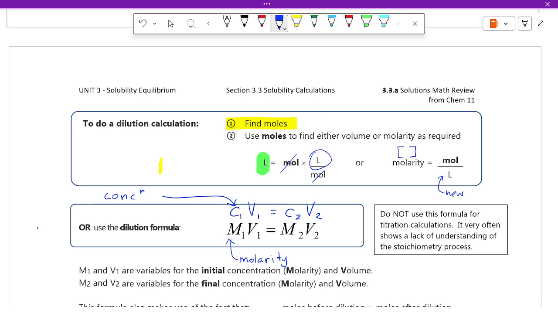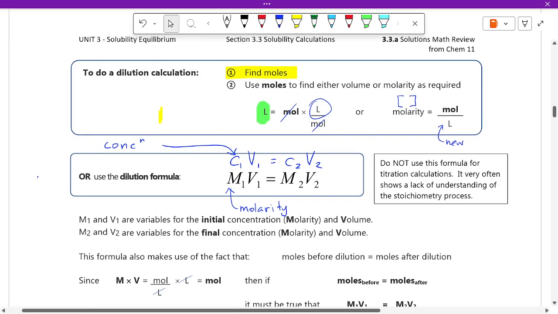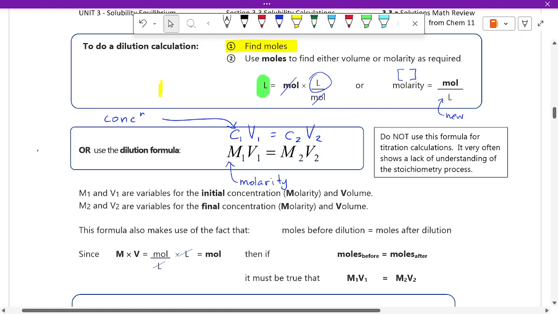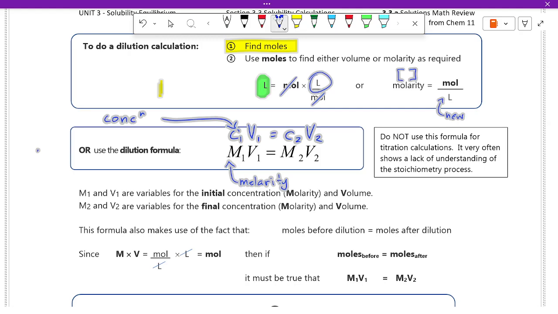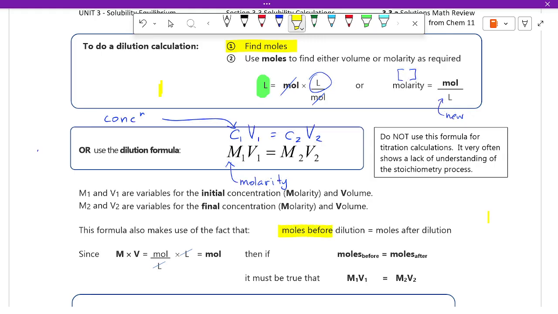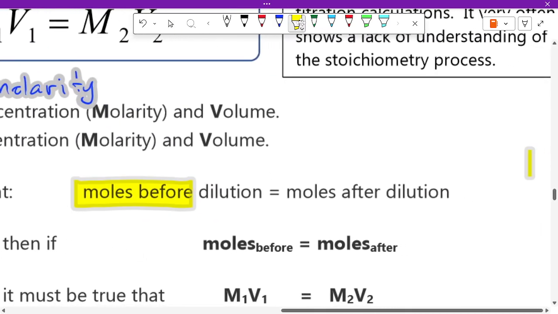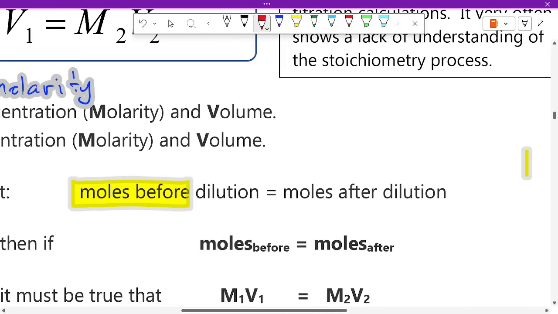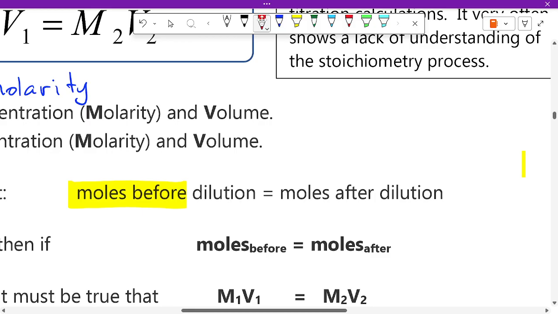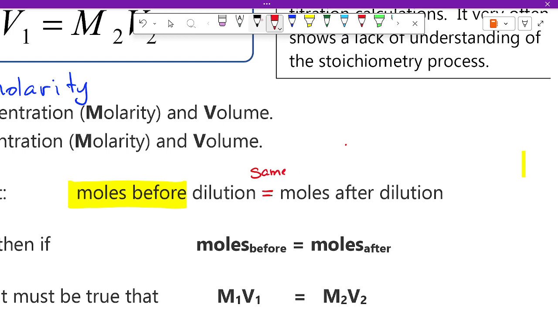Okay, but it's the same dang formula. We have our initial concentrations and volume. We have our final concentration and volume. This formula makes use of the fact that the moles before are the same as the moles after dilution.